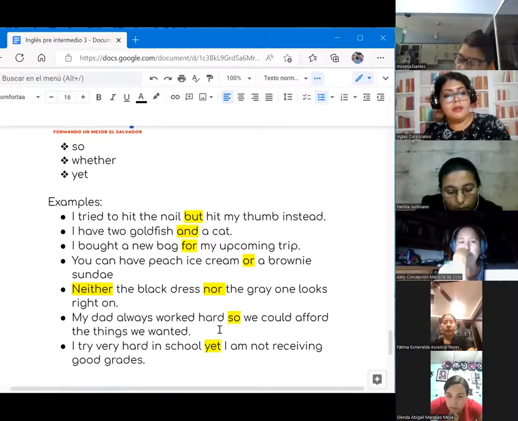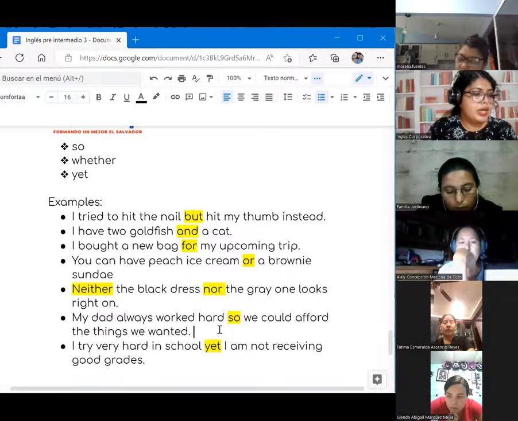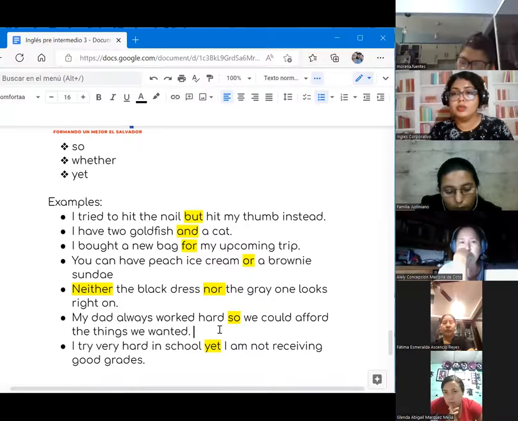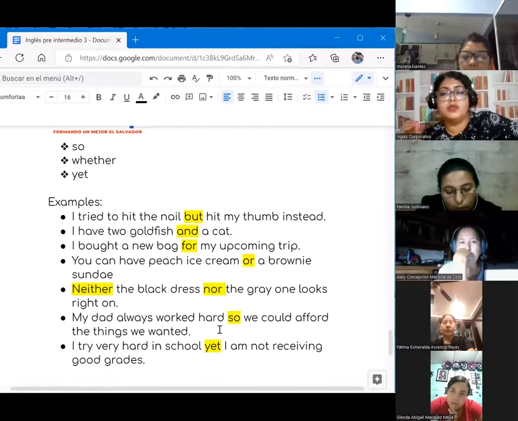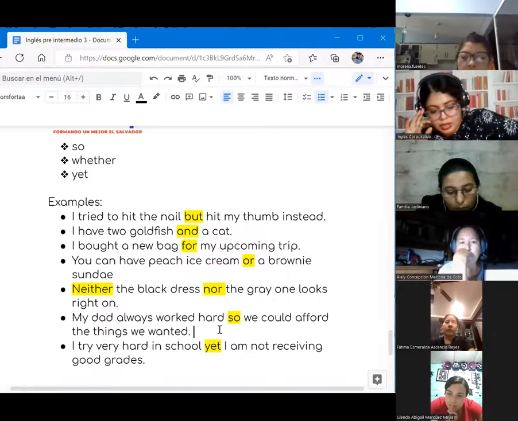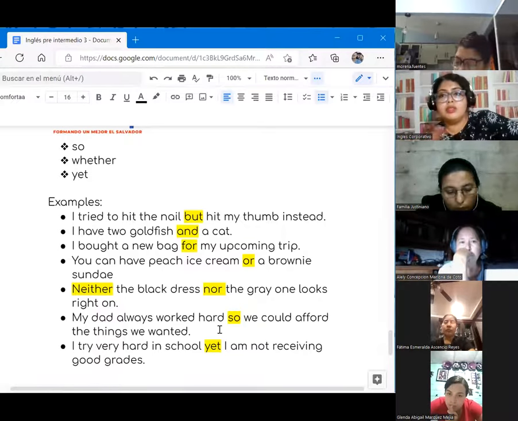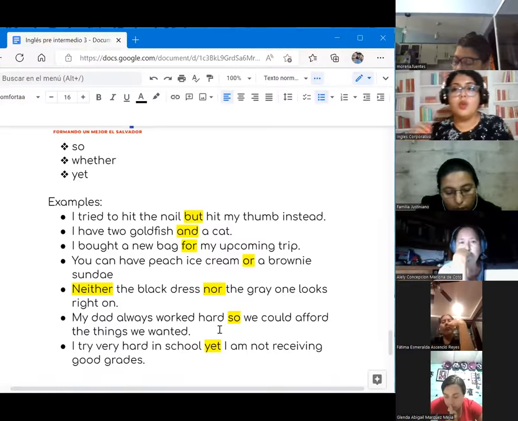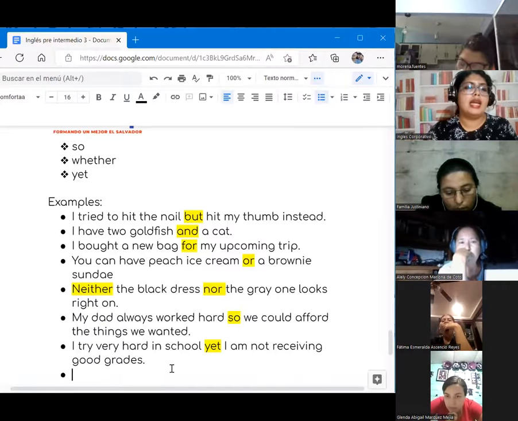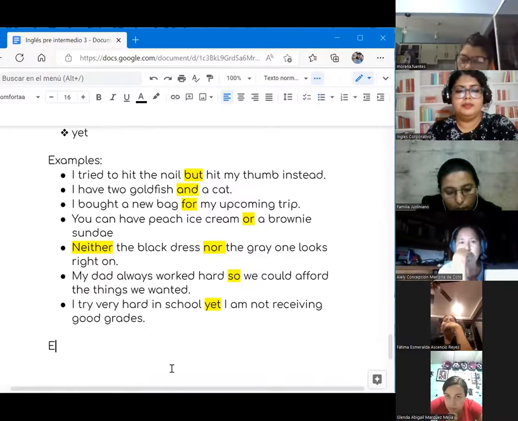Now, I'm going to write an exercise. We have 5 sentences with 3 options, and you are going to choose what is the best option for that sentence. Then I will give you some time to read the sentence and analyze what is the best option that you have for the sentence. And then we are going to say what is the correct answer. So let's see.